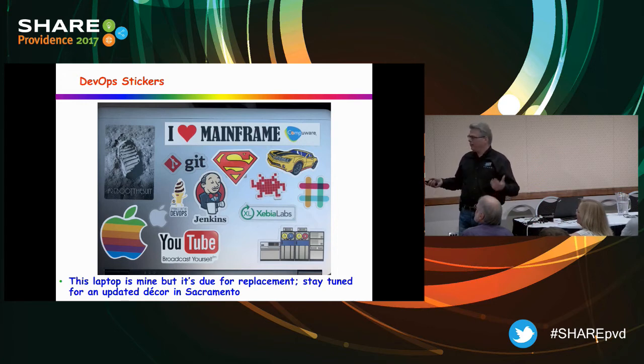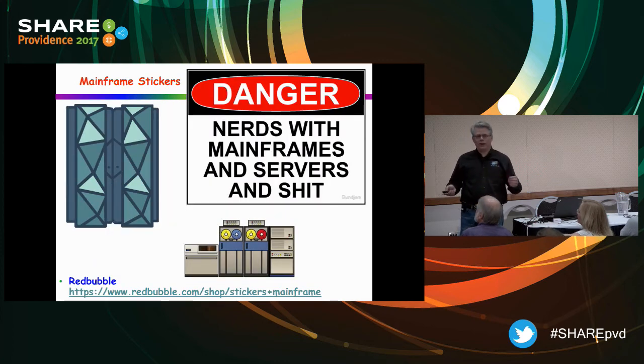And so I thought, well, I'm going to have to replace it soon. So there's no telling what it's going to look like in Sacramento. But I thought maybe it would be helpful if you could get a few of these things. So let me show you where to get some mainframe stickers. These nice vinyl die-cut stickers, the same as the DevOps folks had.